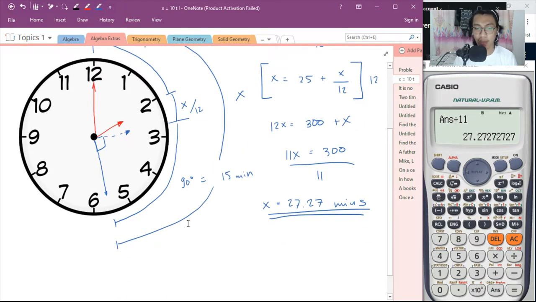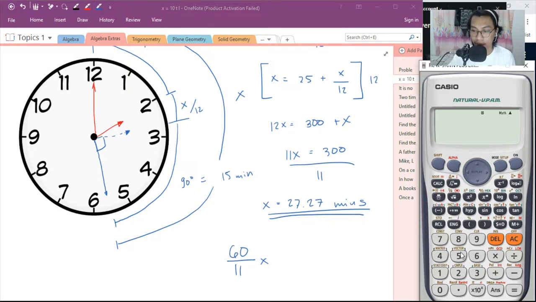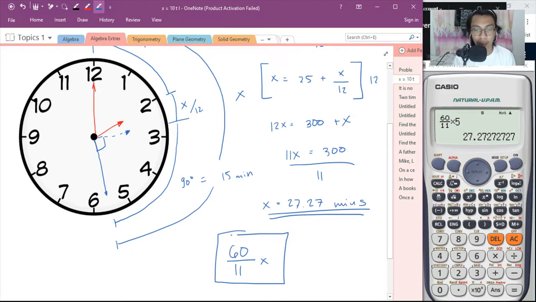Sir, meron ba tayong shortcut dyan? Diba tinuro ko sa inyo yung shortcut? That if meron kang perpendicular, opposite, or adjacent, ano pa? Coinciding, you just have to use this formula. 60 over 11 times x. Saan po siya lumampas? Or saan siya below? Pwedeng yung 6. Try natin. 60 divided by 11. Saan siya lumampas? Sa 5 po. Multiply mo ng 5. Di ba? Nakuha natin yung sagot. That is the shortcut. In order for you to know the minute na iginalaw niya. Especially kapag opposite, perpendicular, adjacent, coinciding. Yun yung shortcut.